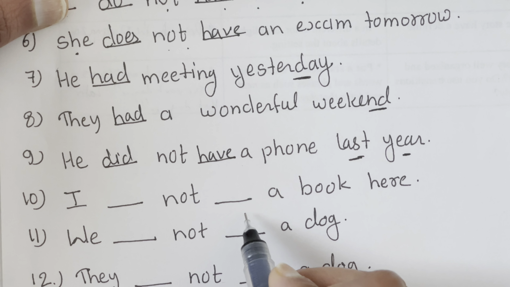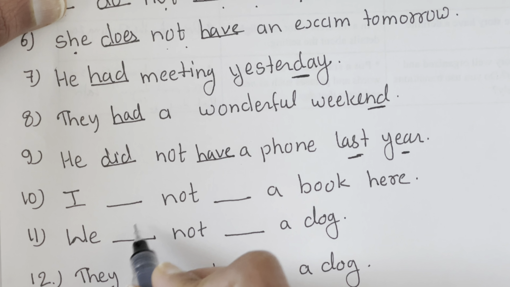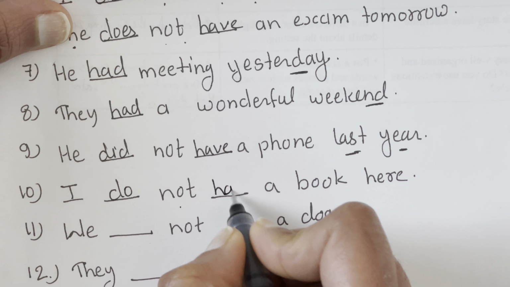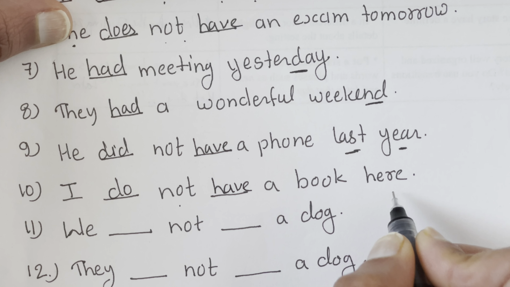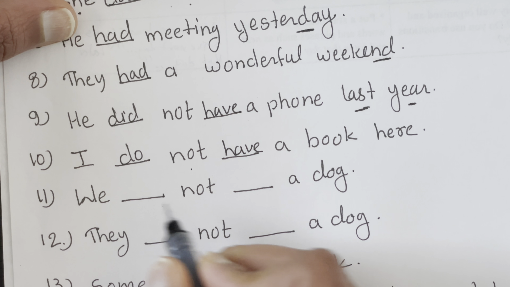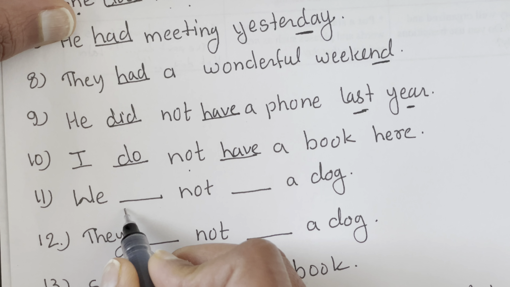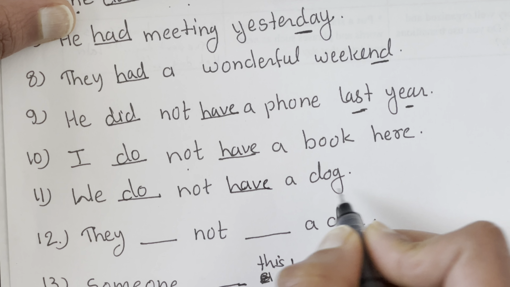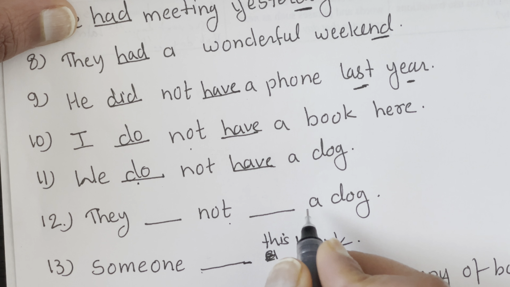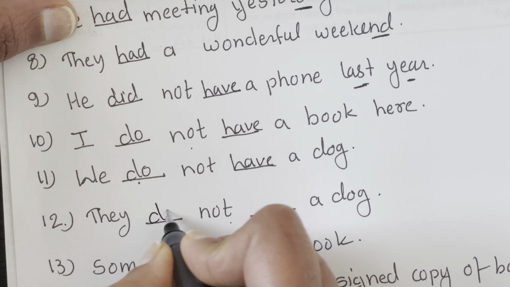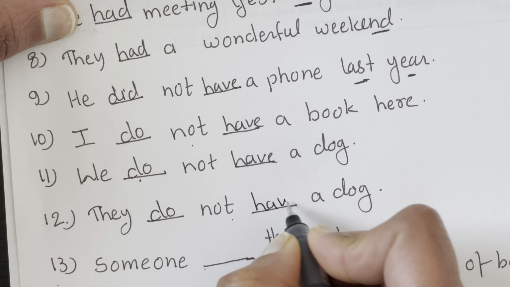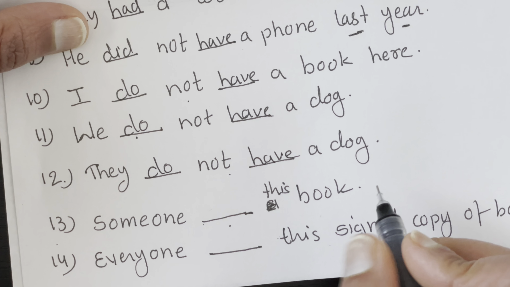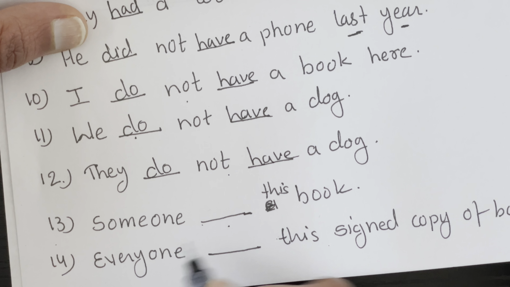I blank not blank a book here. I do not have a book here. We blank not blank a dog. We do not have a dog. They blank not blank a dog. They do not have a dog. Someone blank this book.